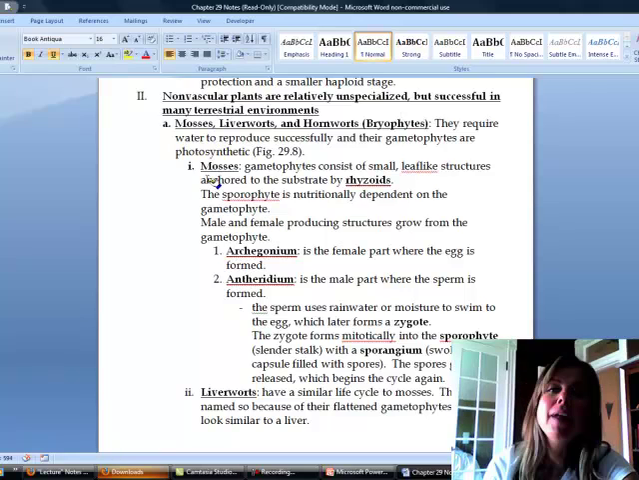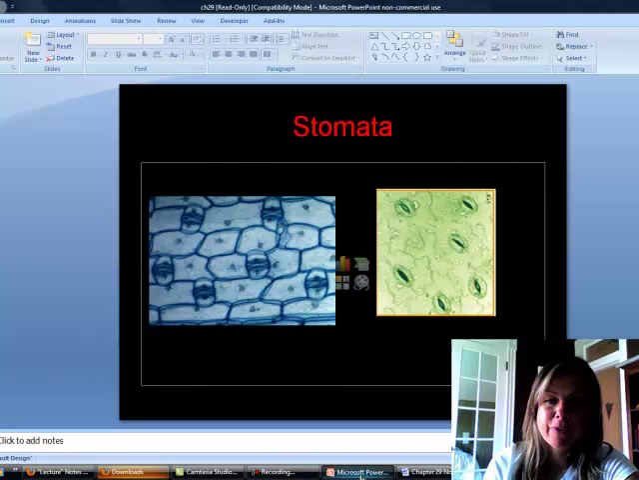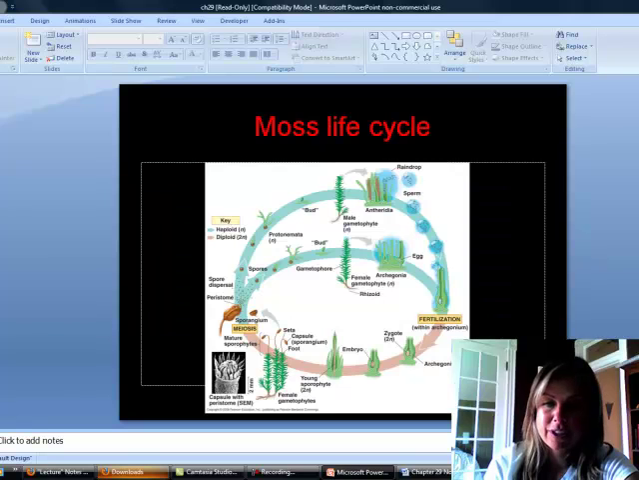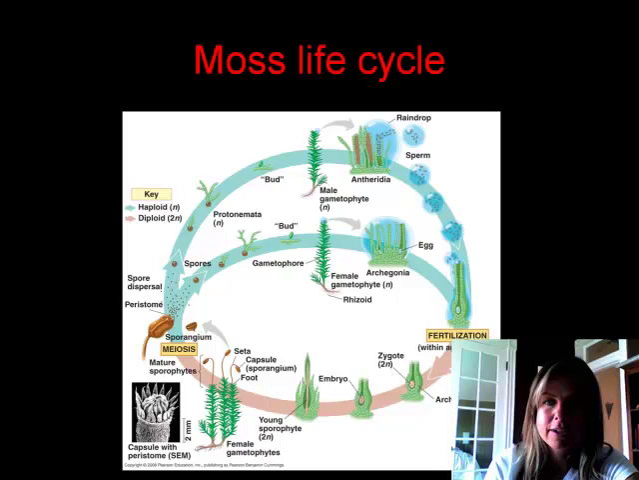All right. In a little bit more detail, the gametophyte is photosynthetic. Now, if we look at the life cycle of a moss, right here, I'm going to make this bigger. Okay, the green leafy part that you're used to seeing, that makes the moss look like that green fuzzy stuff growing on logs, is actually what's called a gametophyte.